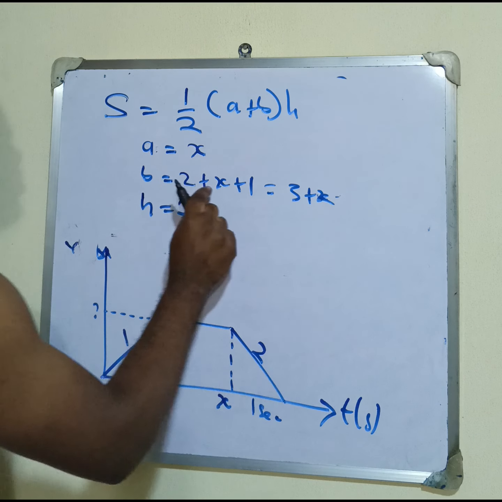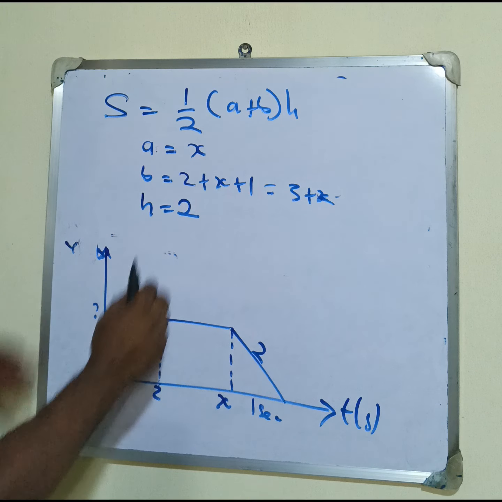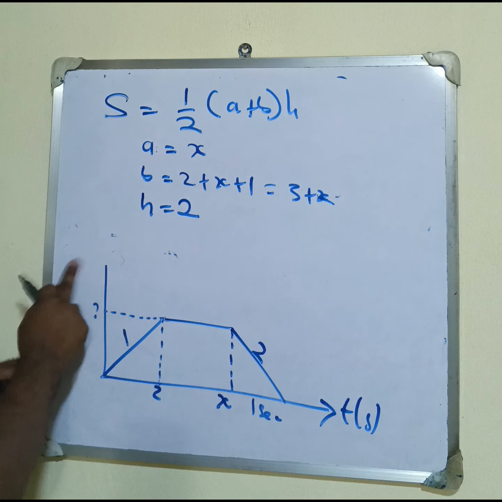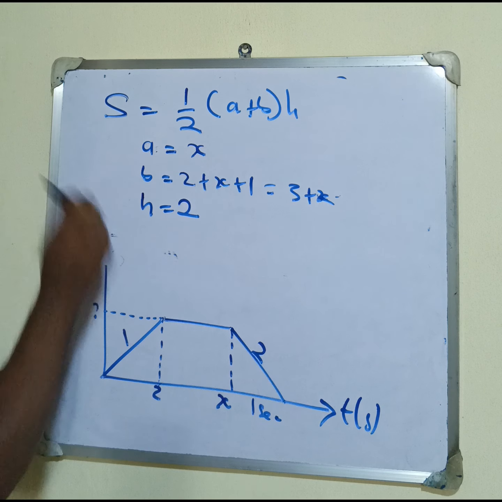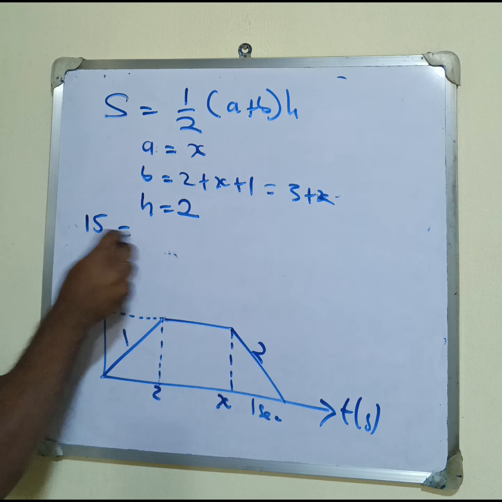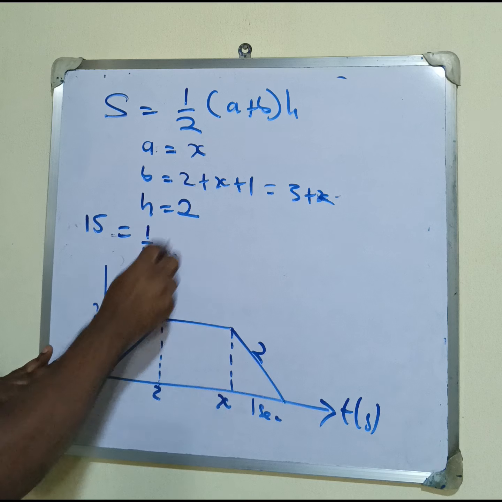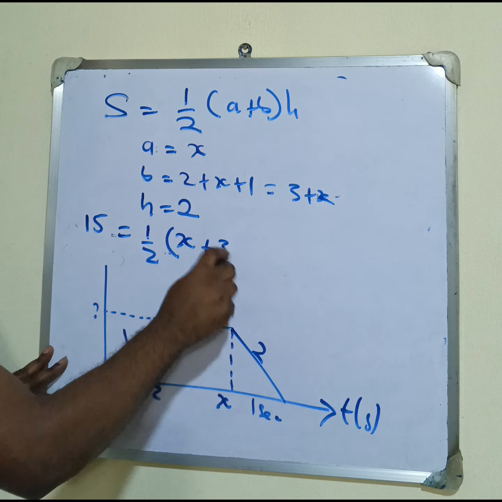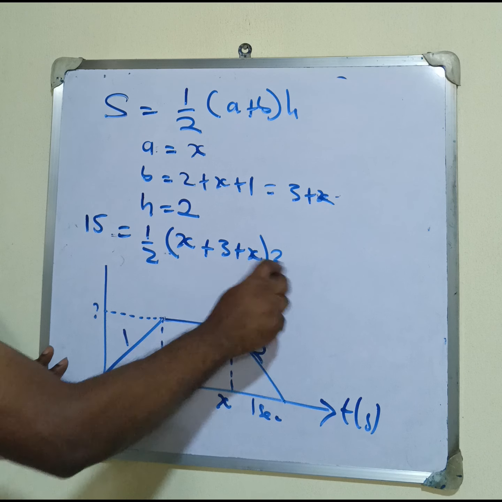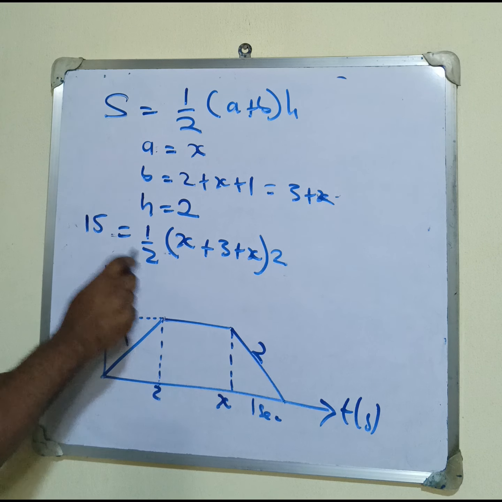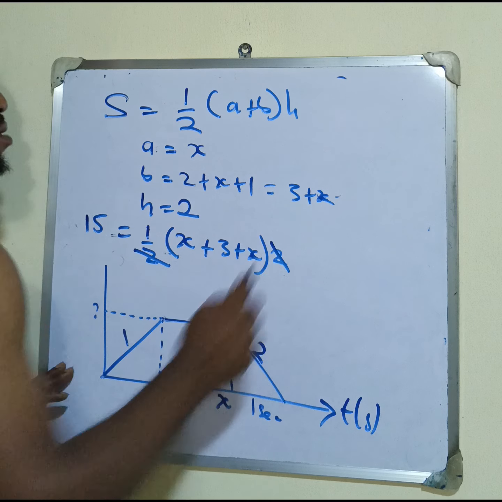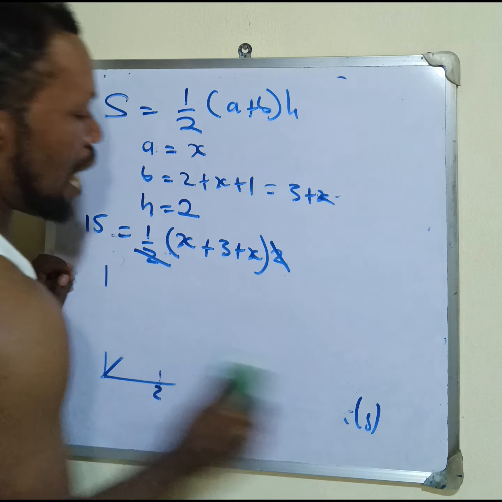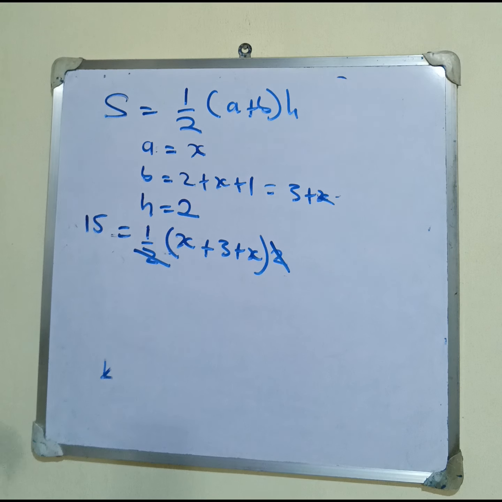So we can figure out what S is from here now when you substitute every parameter into the formula. So let's go now. Our S was 15 given from the question. Then 1 over 2 into A. Our A is X. Our B is 3 plus X. Then the height is 2. So mathematically, these two stand the chance of canceling these two. That is the math there. So when the 2 cancels that 2, you can add up what you have in the bracket.